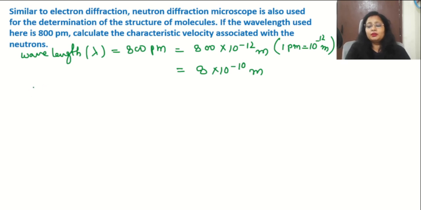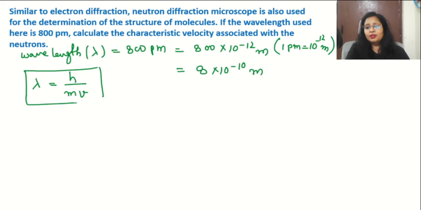Here we have a formula having a relationship between the wavelength and the velocity, which is lambda is equal to h upon mv, where lambda is the wavelength, h is Planck's constant, m is the mass and v is the velocity. From this equation we can write velocity is equal to h upon m into lambda. So if we put the values here, we can find the answer.